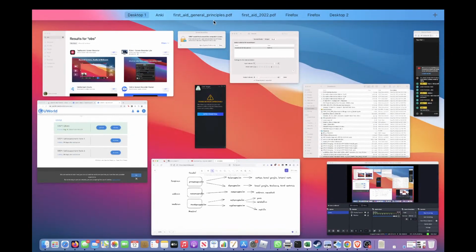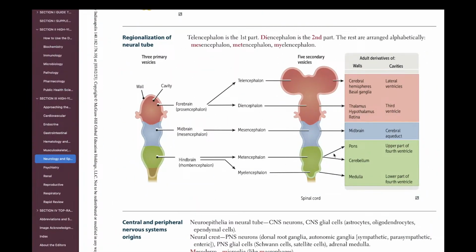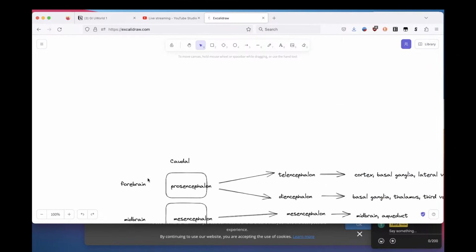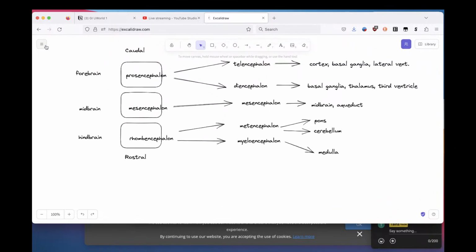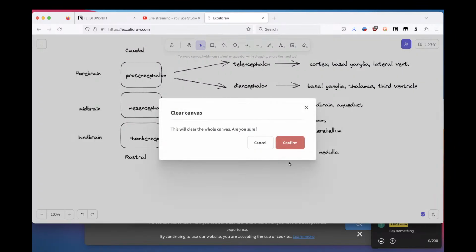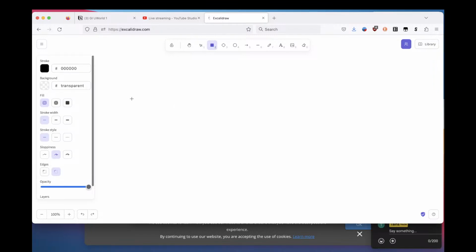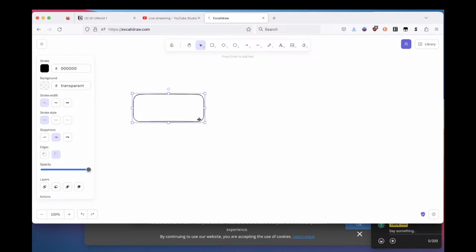And then let me just make sure the pons and cerebellum come from the metencephalon. Okay, let's clear the canvas and do it again. Okay, so we're going to have forebrain. Okay, so let's start.